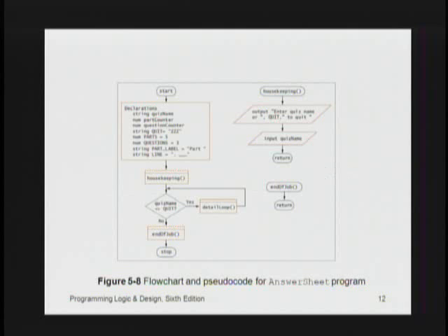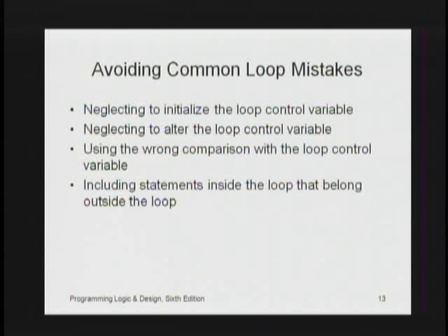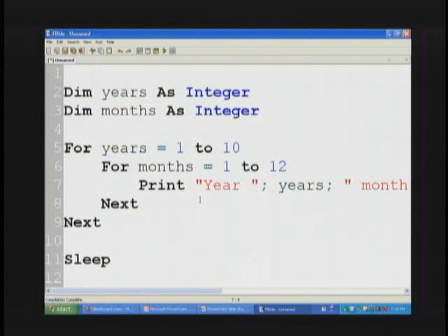And that doesn't look fun either, so we'll move on. Avoiding common loop mistakes. Okay, neglecting to initialize the loop control variable. We sort of did that a few minutes ago. Neglecting to alter the loop control variable. We did that too, and you saw the infinite loop. Using the wrong comparison with the loop control variable. That is one that will get you into trouble. It won't work so well in for loops.